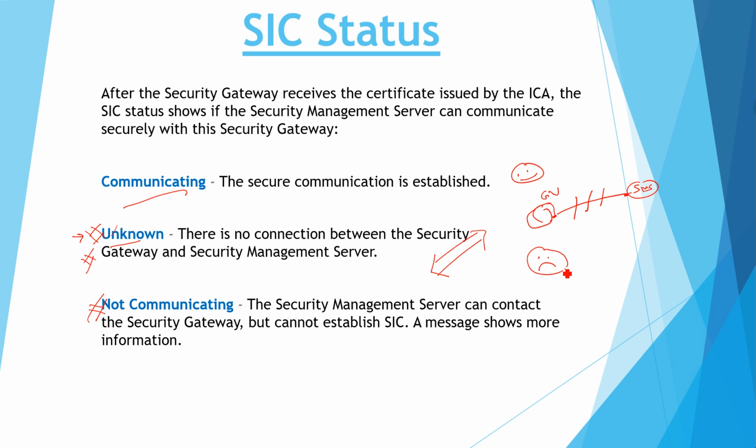The second one is non-communicating. It means the SIC password I put over the SMS seems to be wrong. Maybe wrong, maybe some different issues. Maybe there is some firewall or ACL in between the gateway and SMS. Multiple things. So we must know about these three points. I'll make one more video to explain and show you each and everything in detail about all these topics.